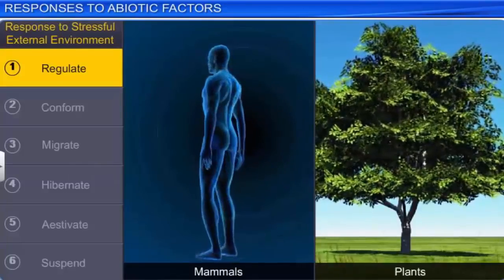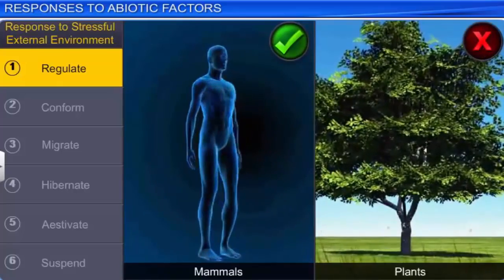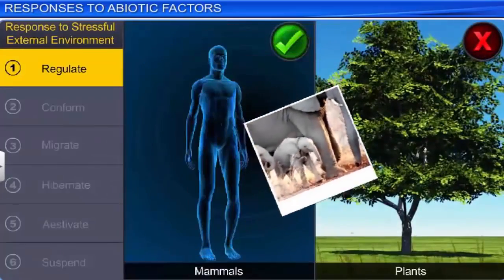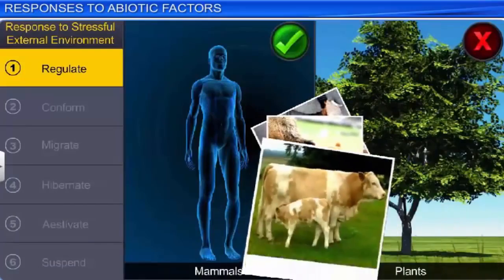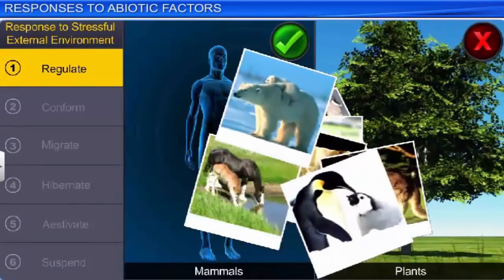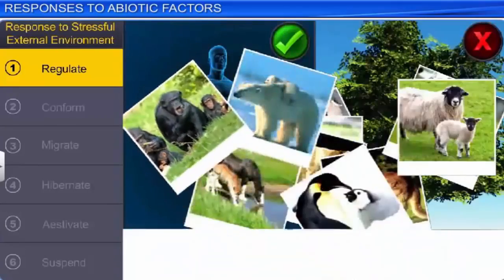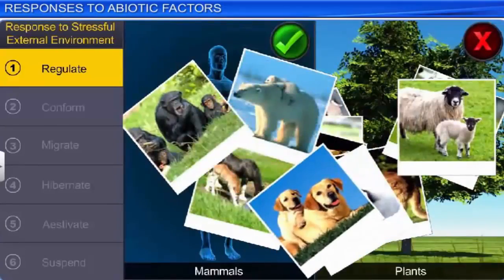Such a mechanism is seen in mammals, but is absent in plants. Evolutionary biologists believe that the success of mammals is greatly due to their ability to maintain a constant body temperature, which enables them to survive in extreme climates.